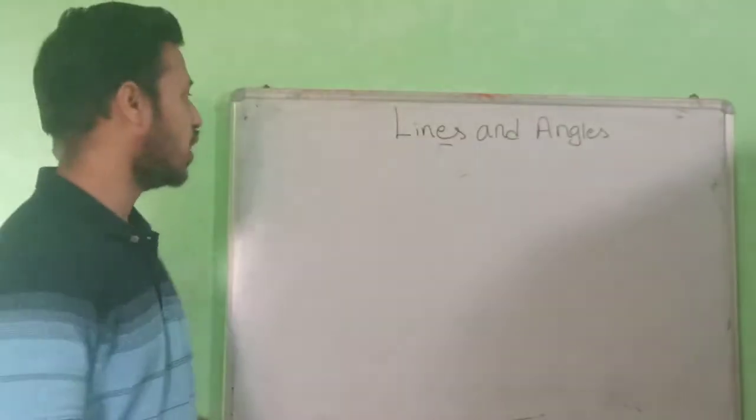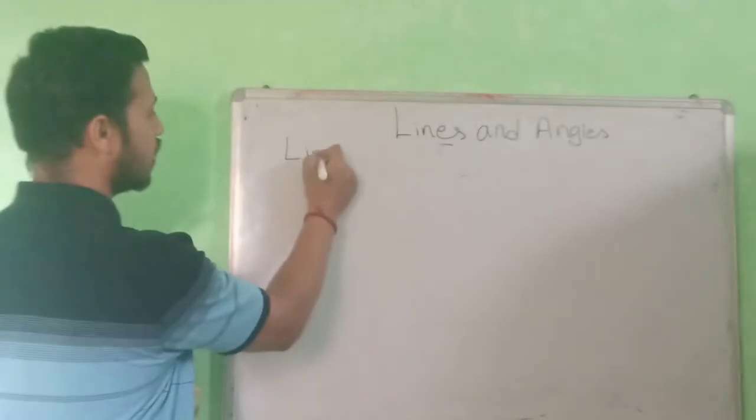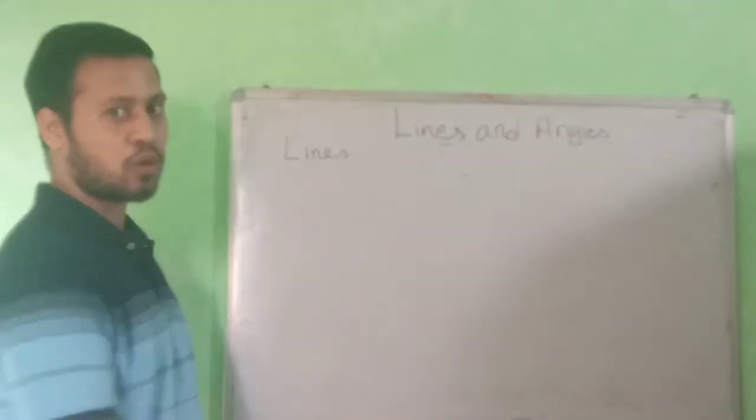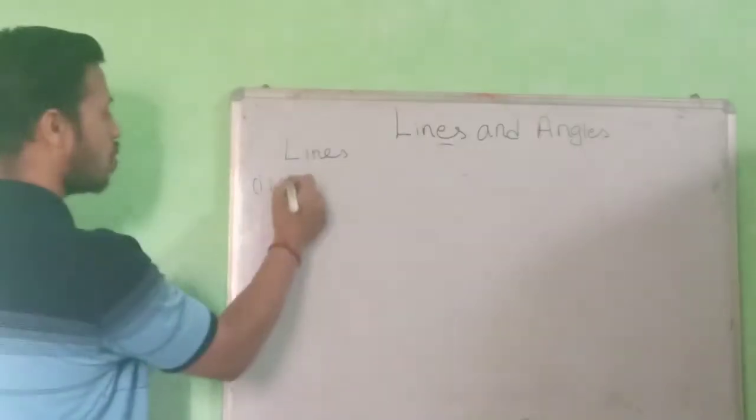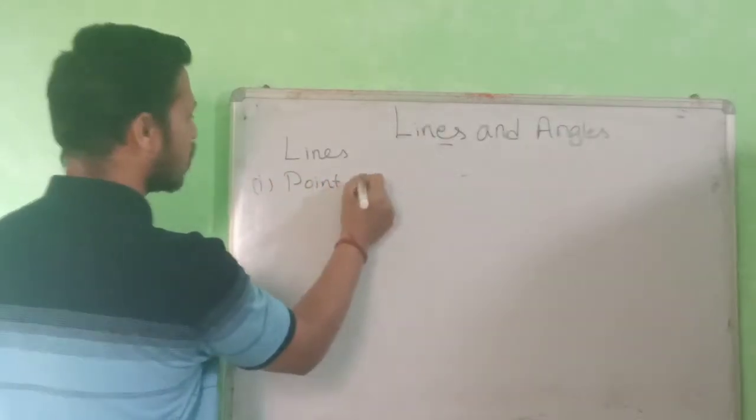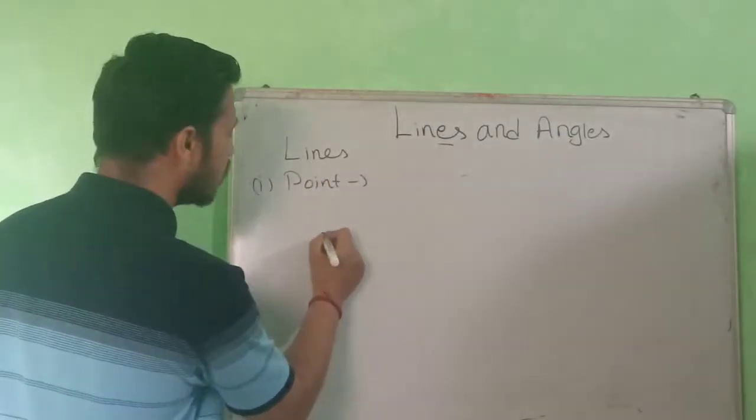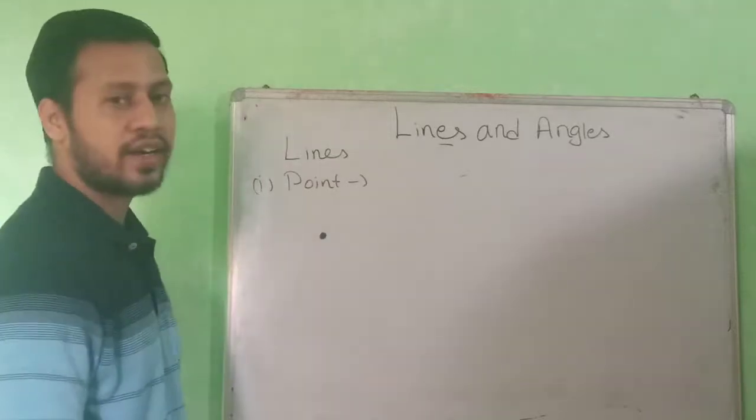First we will talk about line. What is a line? We will learn some basic concepts of lines. First is point. What is a point? A point is simply to locate some place.